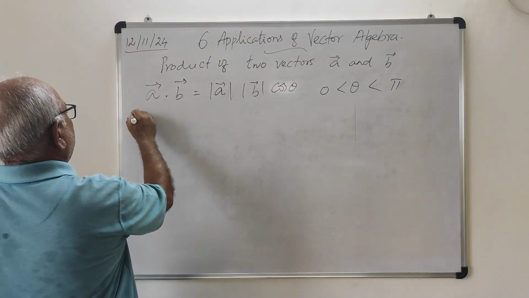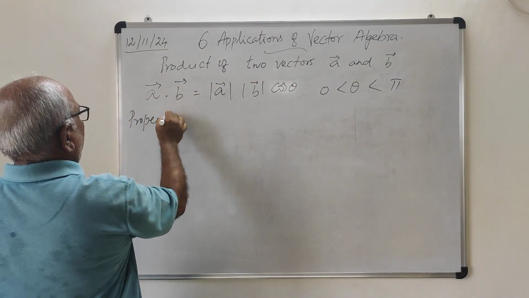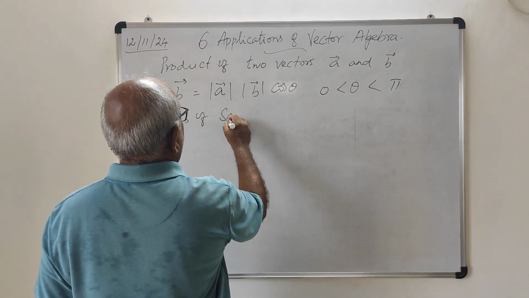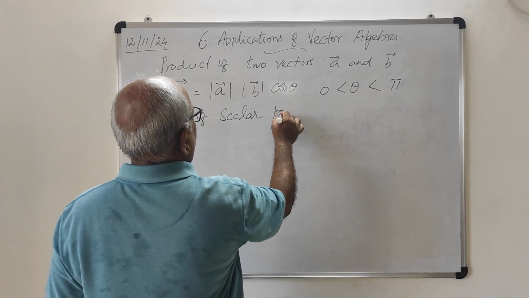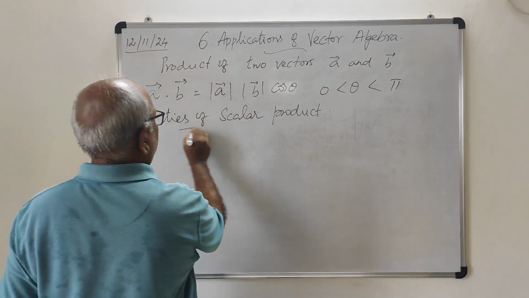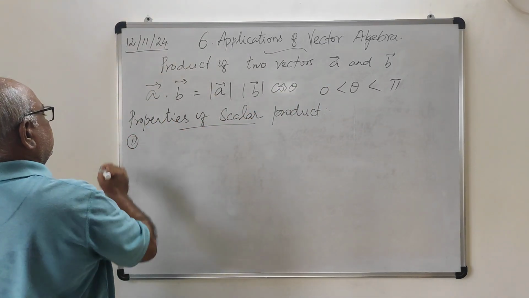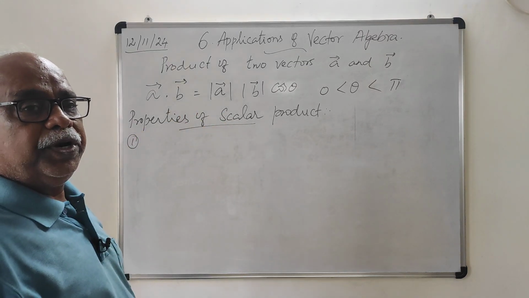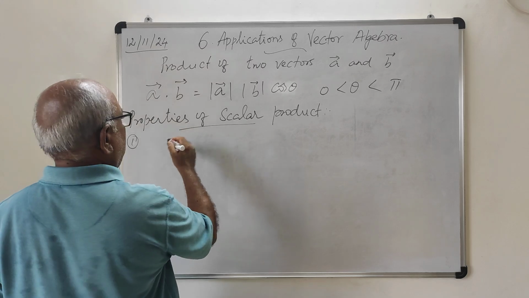Now I am going to give you the properties of the scalar product or dot product. First, the scalar product or dot product is commutative.